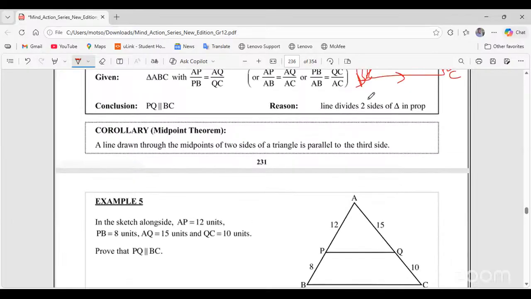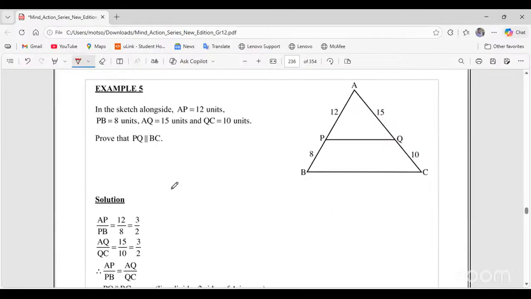Then you state your reasoning that the line PQ divides the sides of this triangle proportionally. So now let's see the solution to that. They wrote the ratio AP over PB, which is 12 over 8, and then it gave them 3 over 2. Okay, fine. Now you don't state the reason.